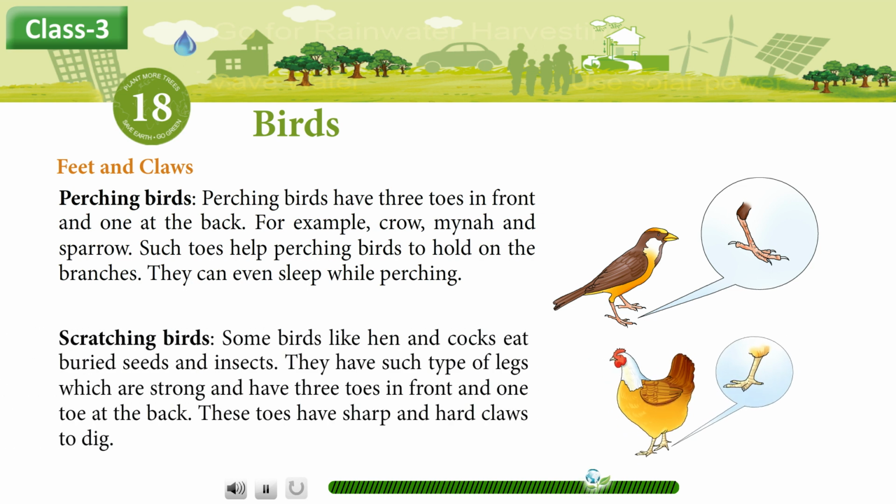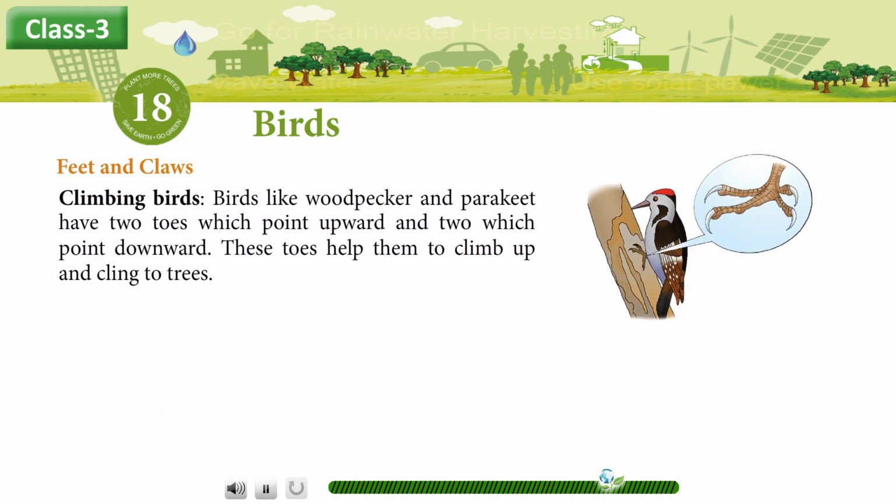Scratching birds. Some birds like hens and cocks eat seeds and insects. They have legs which are strong and have 3 toes in front and 1 toe at the back. These toes have sharp and hard claws to dig. Climbing birds. Birds like woodpecker and parakeet have 2 toes which point upward and 2 which point downward. These toes help them to climb up and cling to trees.